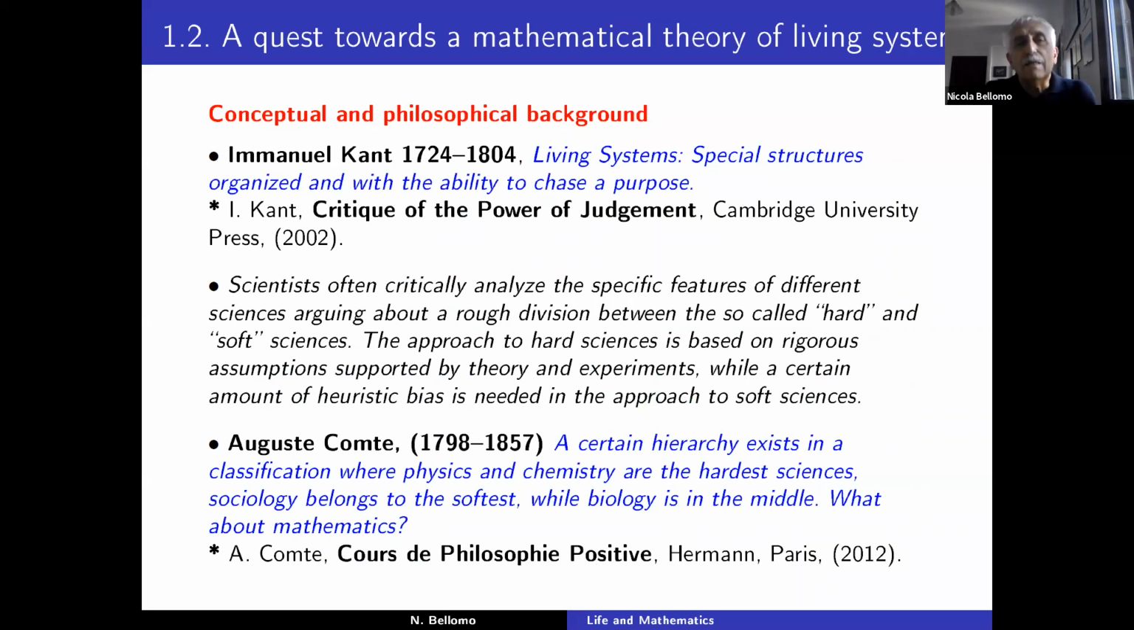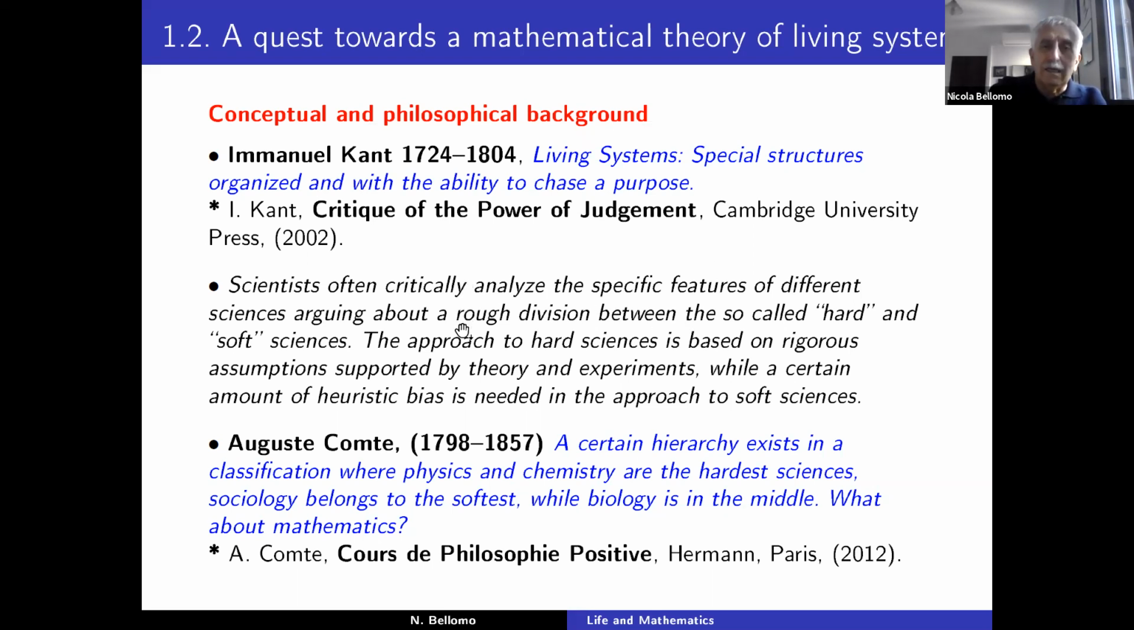So where and why and how Immanuel Kant? Well, in the Critique of the Power of Judgment, he has the idea to formalize the scientific framework, also in the case of living systems, and he gives a definition which is valid nowadays. He says they are very special structures, organized and with the ability to chase a purpose. This makes an enormous difference between inert matter and living systems.